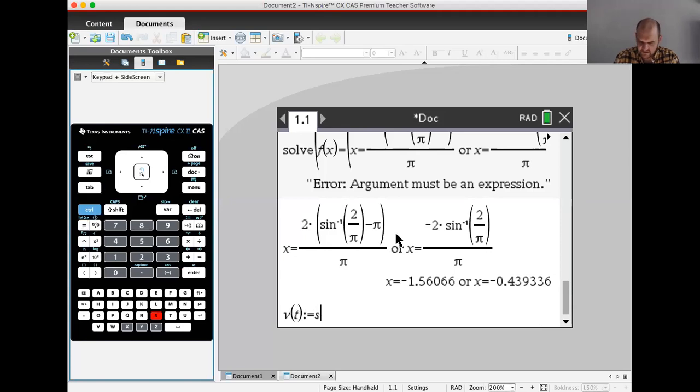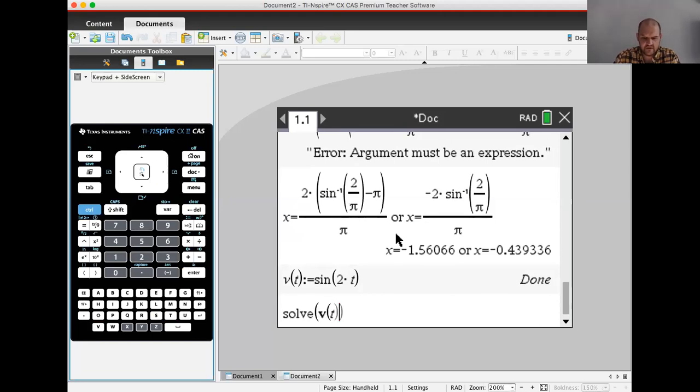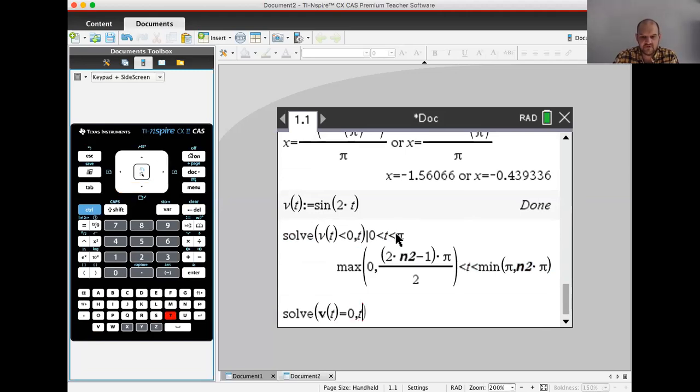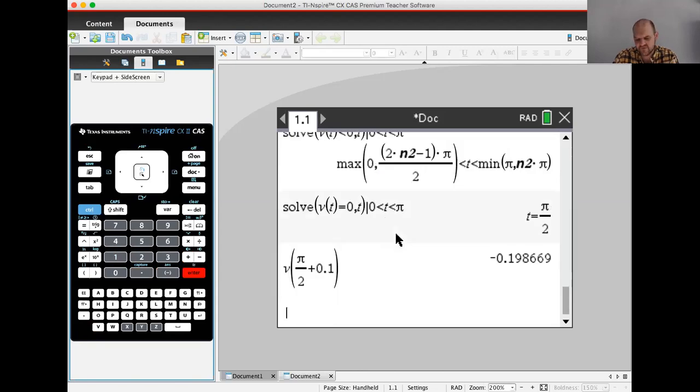I'm going to store v of t is sine of 2t. Solve v of t less than 0 for t from 0 to pi. Oh my god, what is that? How come I can't solve that? I don't know. Solve v of t equals 0 for t. From 0 to pi, at pi over 2, it switches. And let's see v of pi over 2 plus 0.1. It's negative. So we got that right.